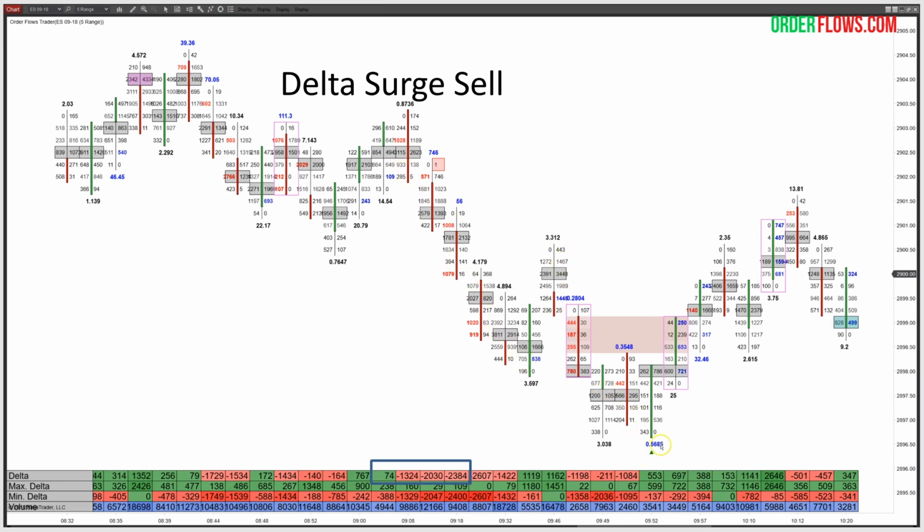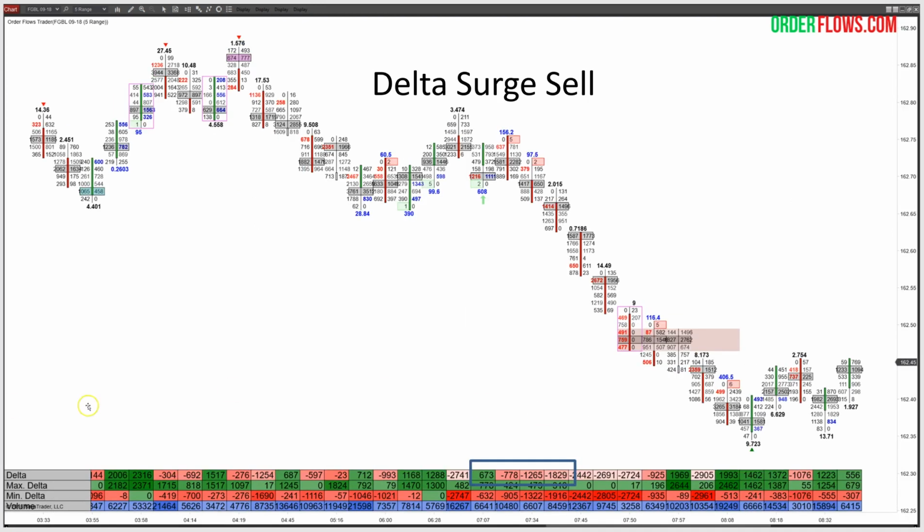You get the little pullback and then the push lower down into a new low down here. Again, 673, then minus 778, minus 1265, minus 1829. And even over the next several bars, it still continues in that trend. Minus 2442, minus 2691, minus 2724. As we sell off from the 162.60 area all the way down to 162.40.